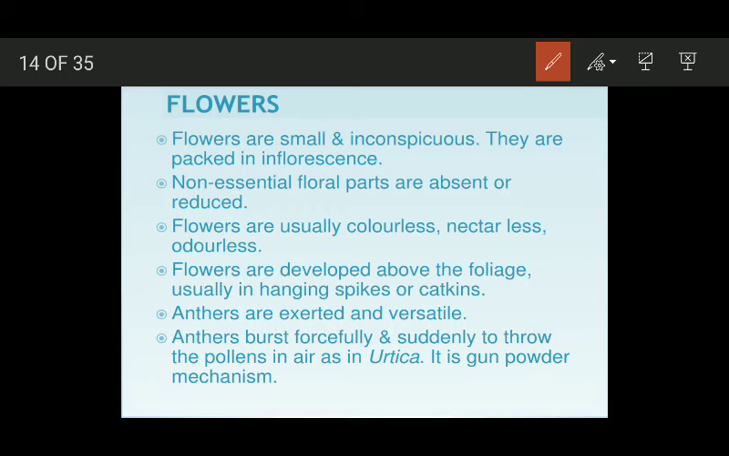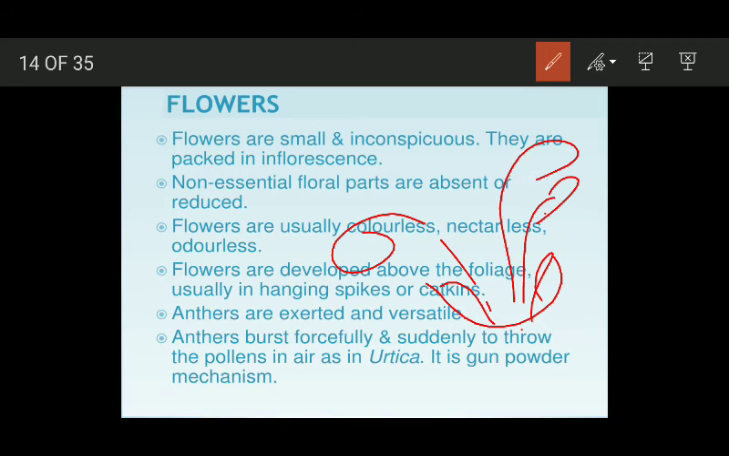Extrorse means they are located like this. These are flowers, and anthers are located this way. They face the periphery of the flowers, so that when they rupture, the pollen grains do not fall on the stigma of the same flower. They will fall in the air and later be carried by the wind currents.